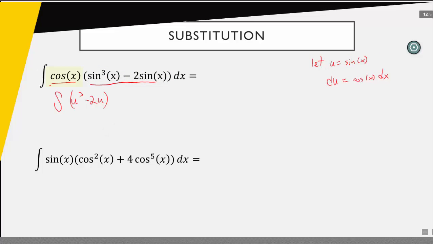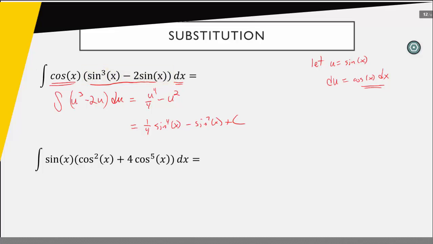And then I have my single factor of cosine with the dx, and so I can see that's equal to just du. And now I can integrate this, u to the 4th over 4 minus u squared. And then lastly, I can put in my x pieces here, which will be 1/4 sine to the 4th of x minus sine squared of x, plus my constant of integration. So I can see that even though that was more complicated in terms of the sine pieces, it really didn't slow me down when I wanted to use substitution.